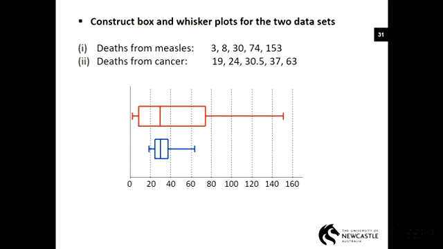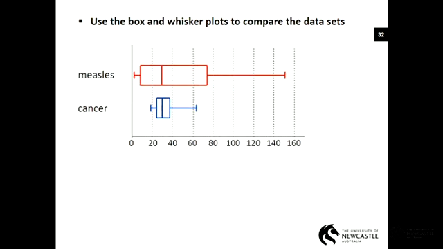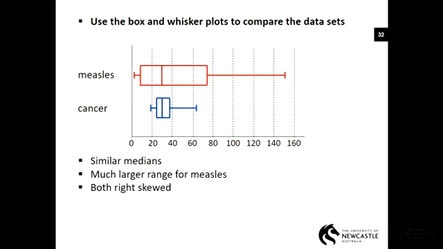Okay, both still definitely had a tail heading off to the right. But overall, their median was the same. Okay, look at that central line. The median result for both looks pretty much exactly, well, 30 versus 30 and a half. Okay, but we can get a lot more data from that. So if we compared the measles to cancer, we can see the similar medians. Much larger range from measles, absolutely. Both right skewed.